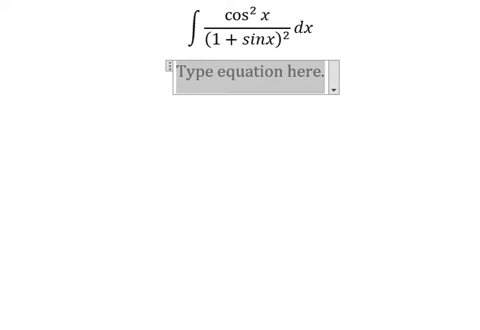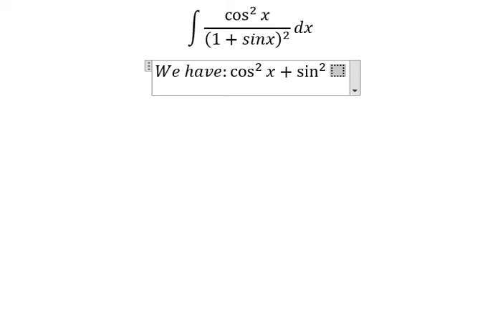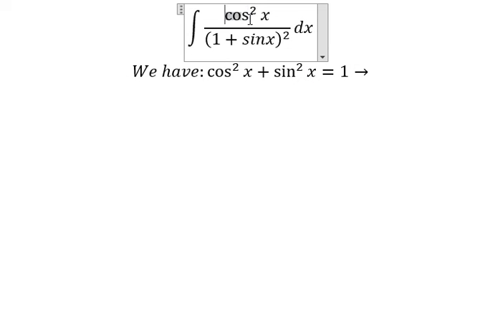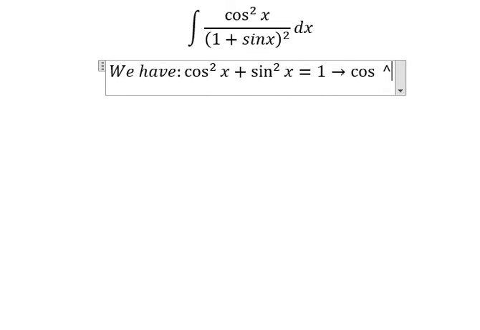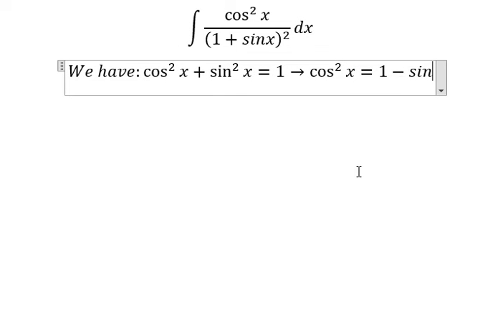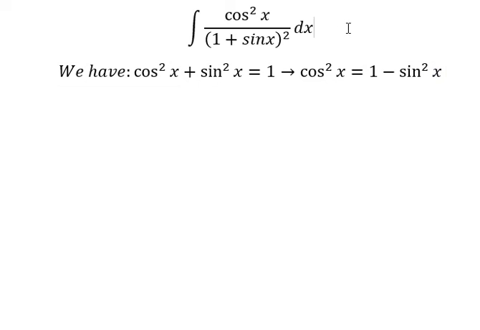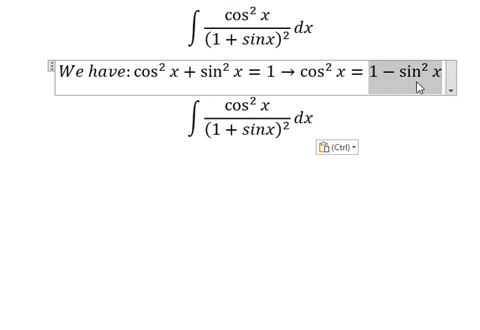We have the formula in here. That is about cos squared s plus sin squared s equals 1. Now we have cosine squared s in here, so I will move this one to the right. And now I need to change this one into this one.